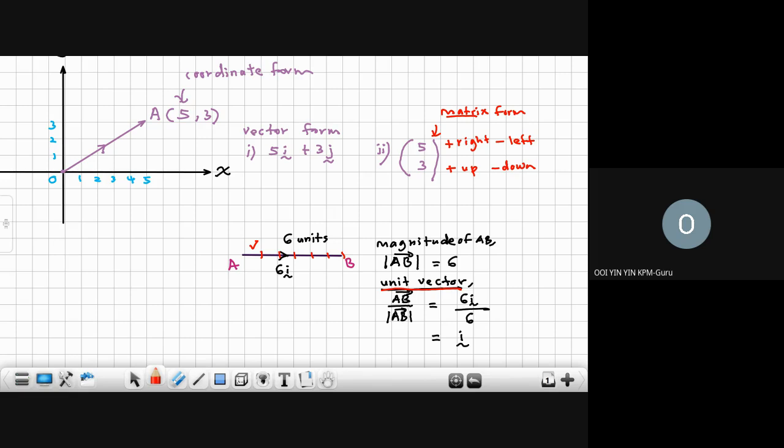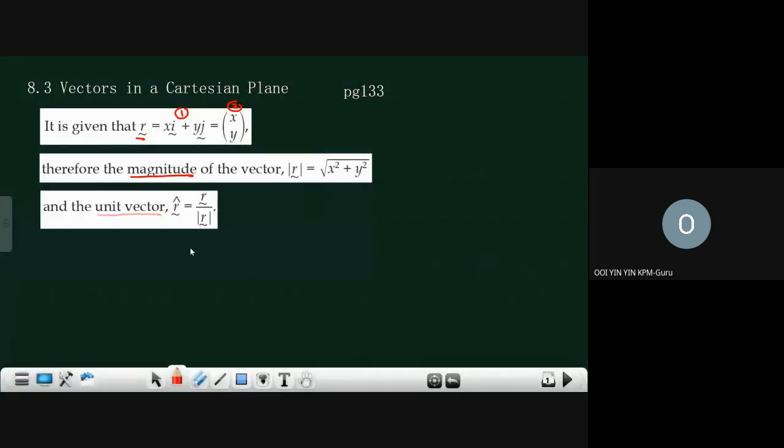It means dividing equally, to find how much one part is. Okay, that is called unit vector. So the formula is your vector divided by its magnitude. Okay, so wait here, we're back to our original slide here. So this is the meaning of unit vector.